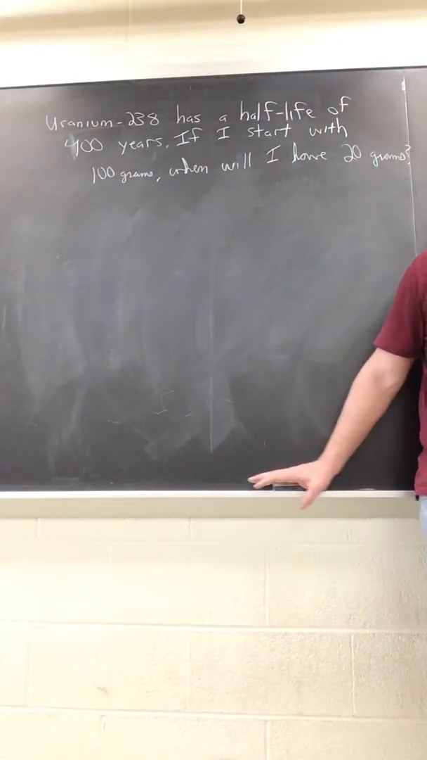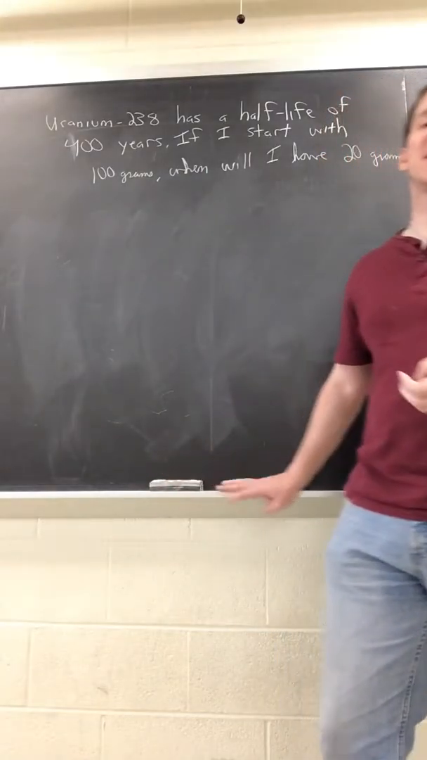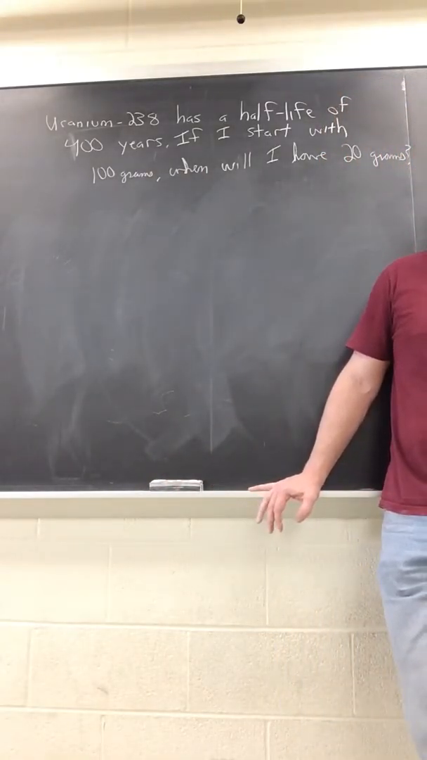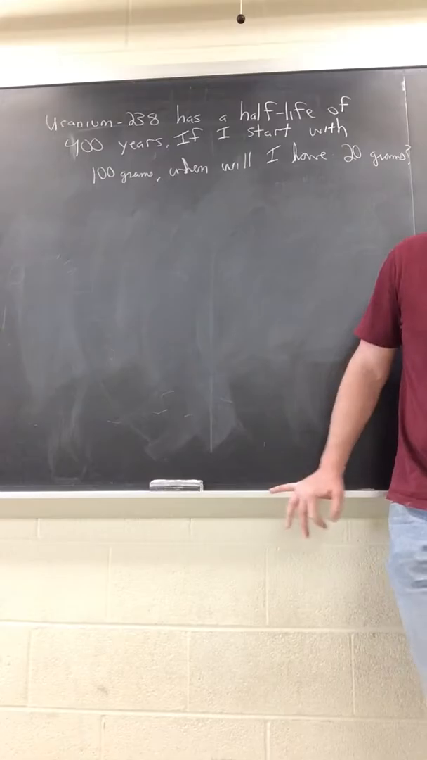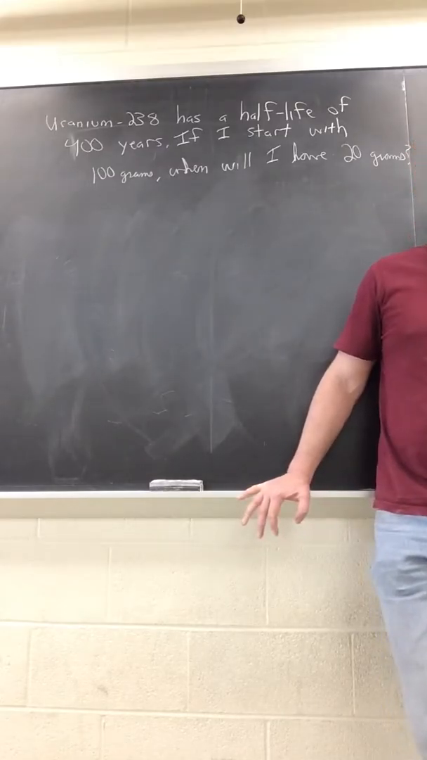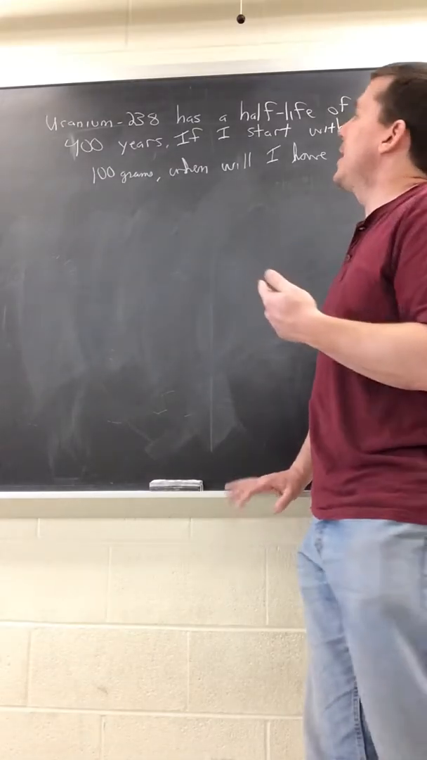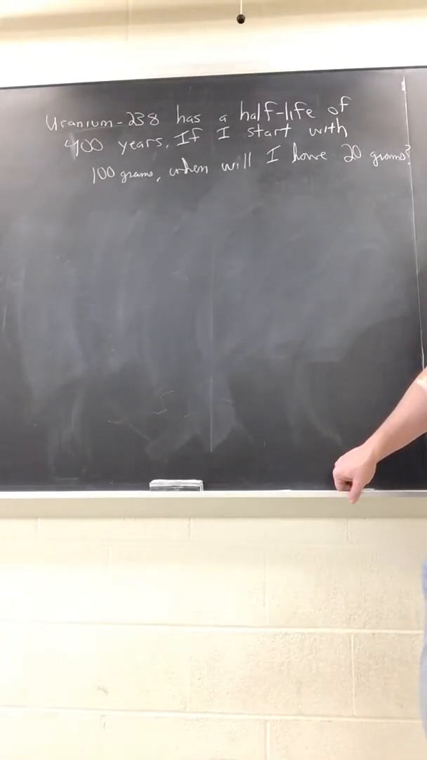Okay, in the last video we looked at some examples of exponential growth and decay. We're going to look at one or two more examples of exponential decay here. In this case, we're going to talk about what's called half-life. Uranium-238 has a half-life of 400 years.